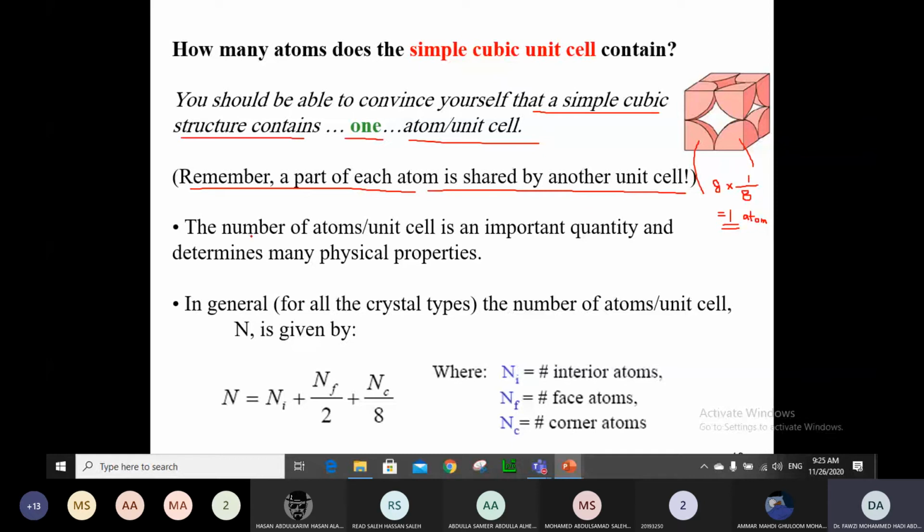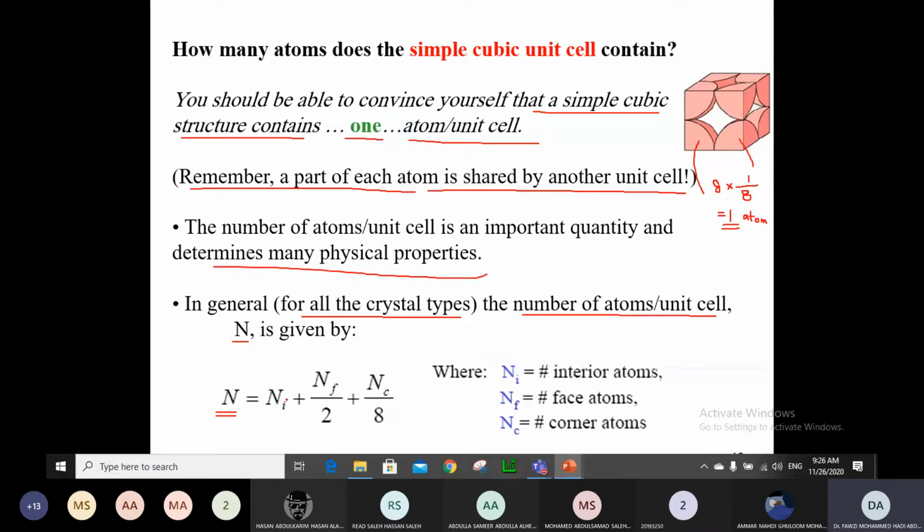So the number of atoms per unit cell, as I said already, we can determine several mechanical properties, one of which is the atomic packing factor. In general, for all the crystal types, not only the simple cubic, the number of atoms per unit cell can be given by n, a generalization formula which we can calculate. We can say it's equal to Ni plus Nf over 2 plus Nc over 8. Of course, this is a general formula which stands for the simple cubic, the body center cubic, the hexagonal close pack, the face center cubic, for all of those, but with certain limitations, we will look at that later.